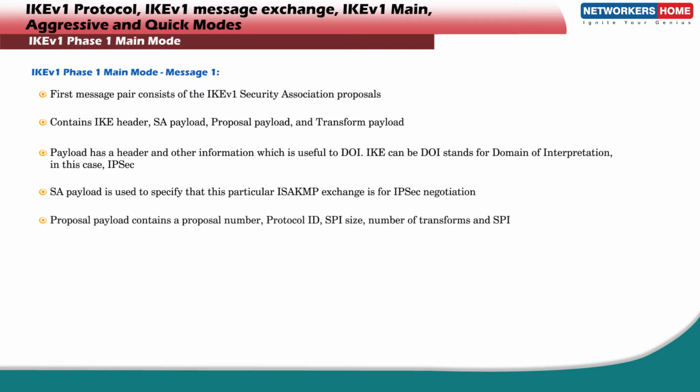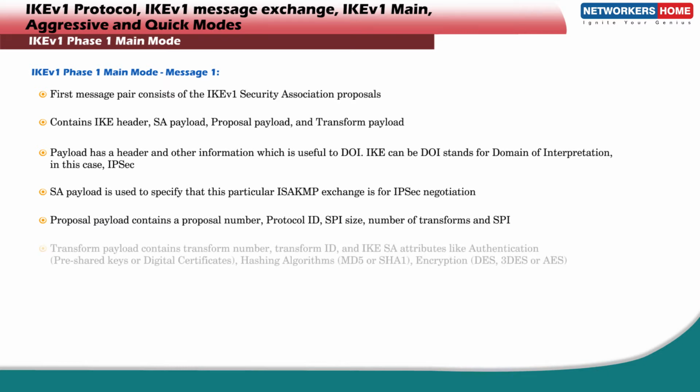Proposal payload contains a proposal number, protocol ID, SPI size, number of transforms and SPI. Transform payload contains transform number, transform ID and IKE SA attributes like authentication, pre-shared keys or digital certificates, hashing algorithms MD5 or SHA-1, encryption DES, triple DES or AES, tunnel lifetime unit in seconds, tunnel lifetime in seconds, and Diffie-Hellman groups.